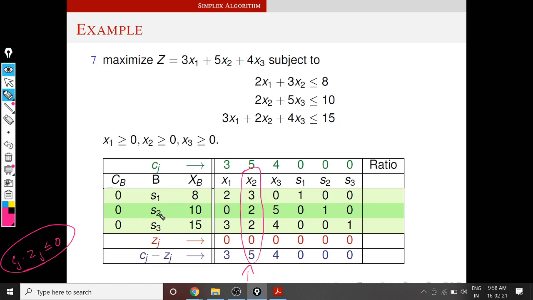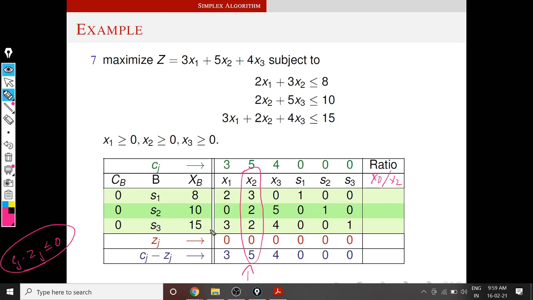Next, we have to find the leaving row. How to find it? Take the ratio of xb by this column, using the elements of this column corresponding to the positive entries. So actually xb by x2, for the positive entries. This is where unboundedness comes in. If all the entries in the entering column are less than or equal to 0, then the solution is unbounded. Here that's not the case, so you can take the ratio.